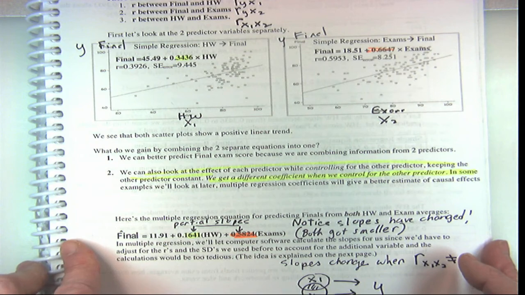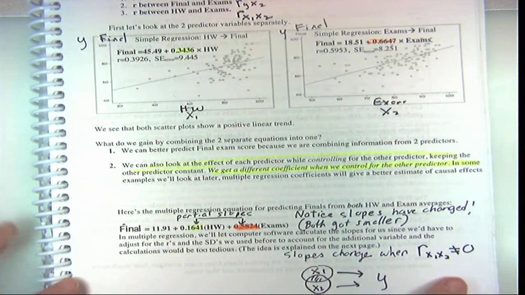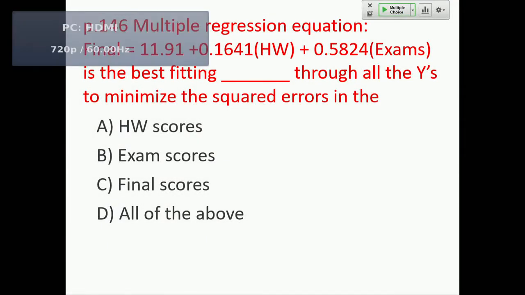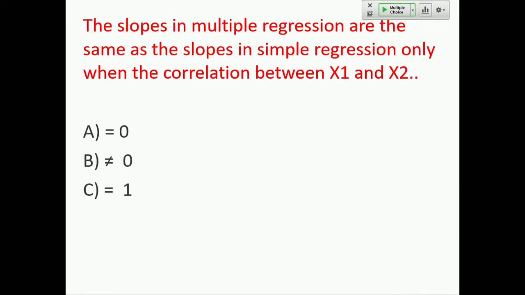All right, now I'm going to ask you an iClicker question. The slopes change when this is true, but when would they not change? So let's look at that. So we'll go to the next one.